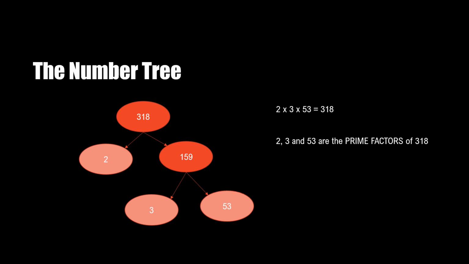What happens when we multiply all the prime numbers, 2, 3 and 53? We get the original number 318. So 2, 3 and 53 are called the prime factors of 318.